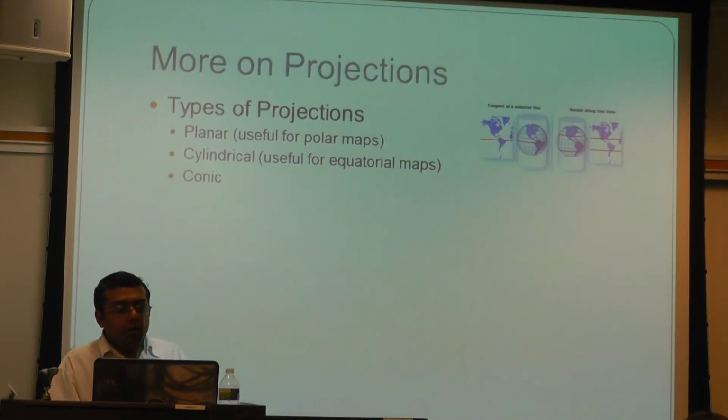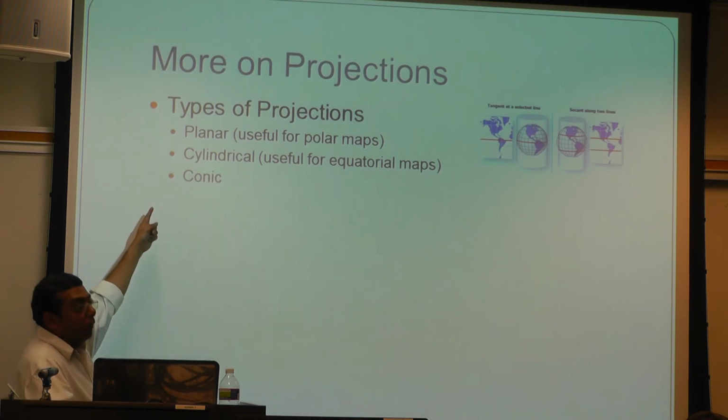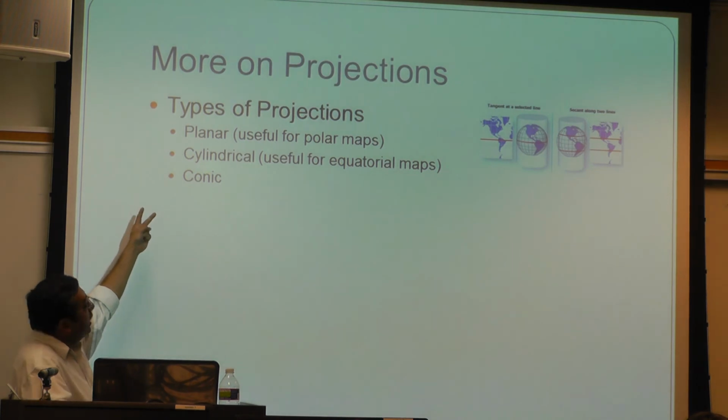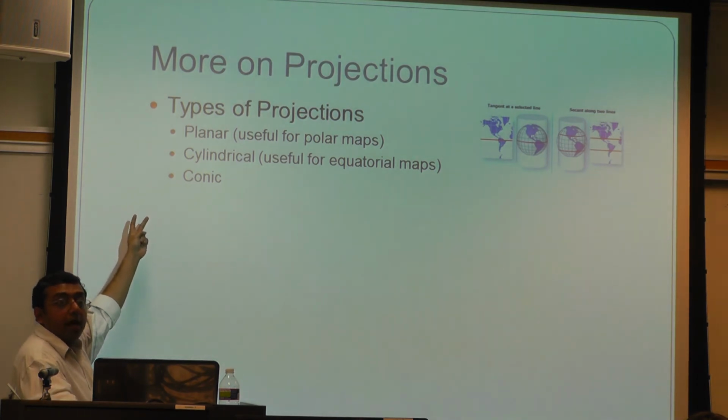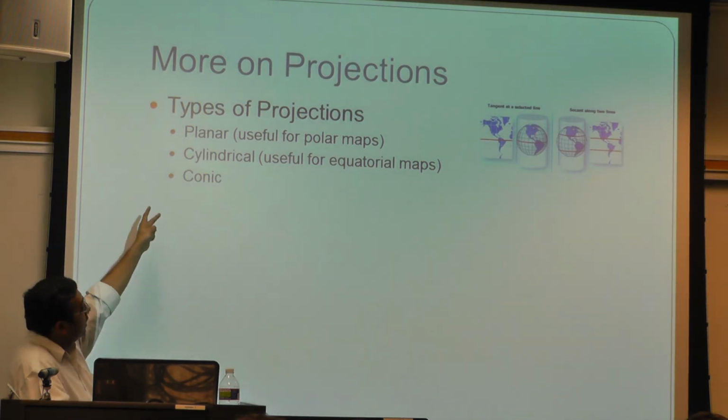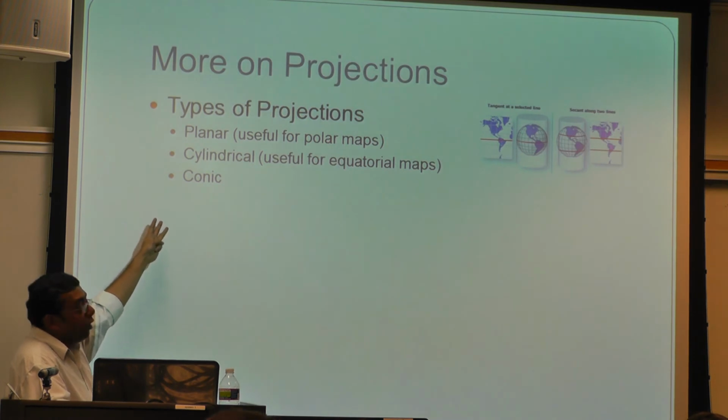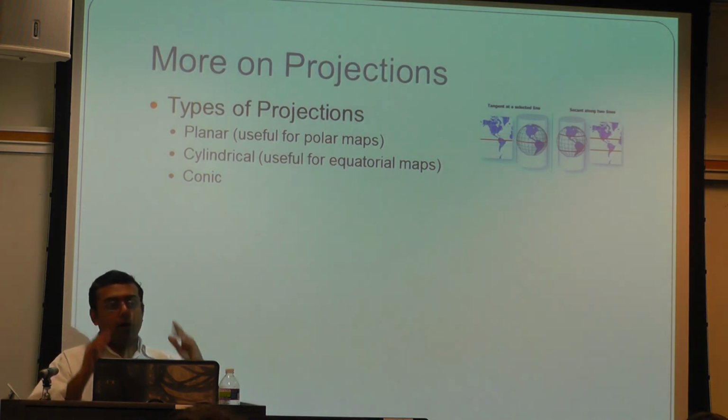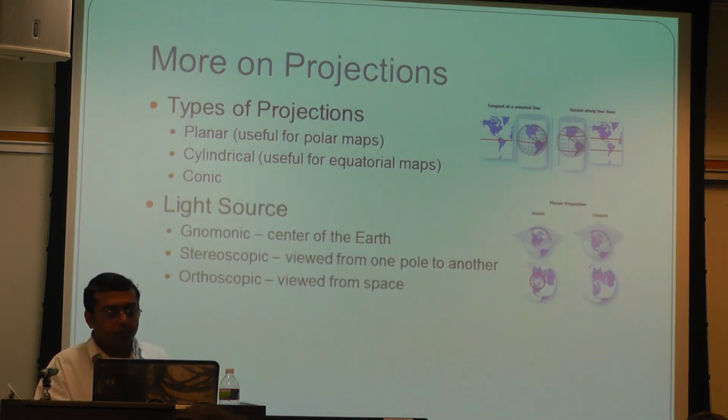Some more stuff on projections, which I will not go through in detail. There are different types of projections. One are called planar projections, which are useful for polar maps. The cylindrical projections, which are good for equatorial maps. So if the area that you wish to study lies in and around the equator, you would use a cylindrical projection, or a conic, depending on how far away from the poles you are.